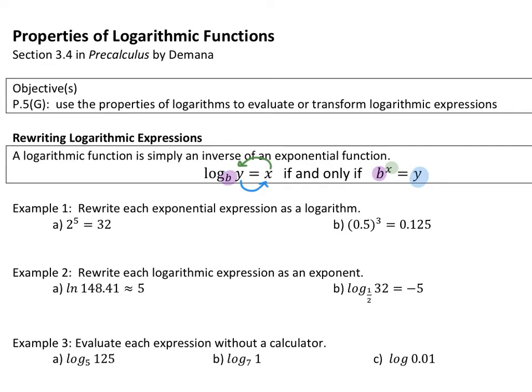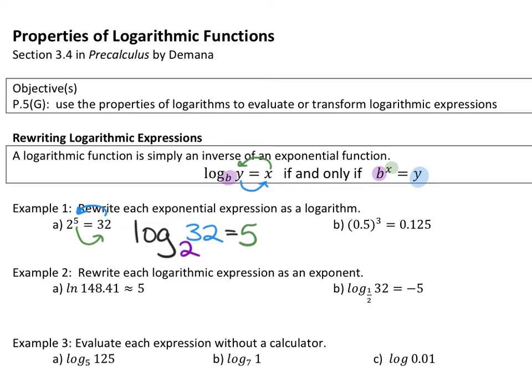Rewriting the expression as a logarithm, the base stays the same. So if I was rewriting 2 to the 5th equals 32, the same expression would be a logarithm with a base of what number? 2. So log base 2 of the number 32 would be equal to 5. I've looped them around. Base stays the same, but the 5 comes on the other side of the equal sign, and the 32 goes on the other side next to the logarithm. It's called the log loop.